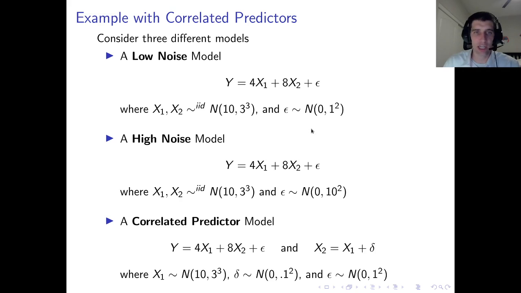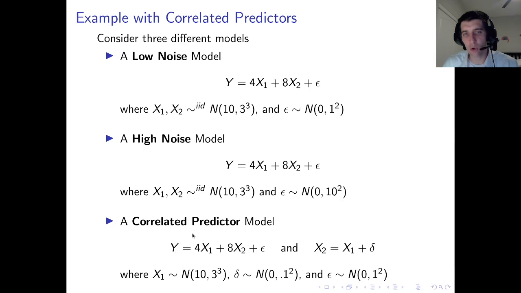Okay, so let's look at a quick example. I have 3 different models that I'm going to consider. This is going to be a simulation. I have a low noise model, where y depends linearly on 2 predictors, x1 and x2, and I have some noise epsilon. The noise epsilon is normal, mean 0, variance 1. I have a high noise model where x and y are related exactly as before, and my epsilon has high noise, variance 100.